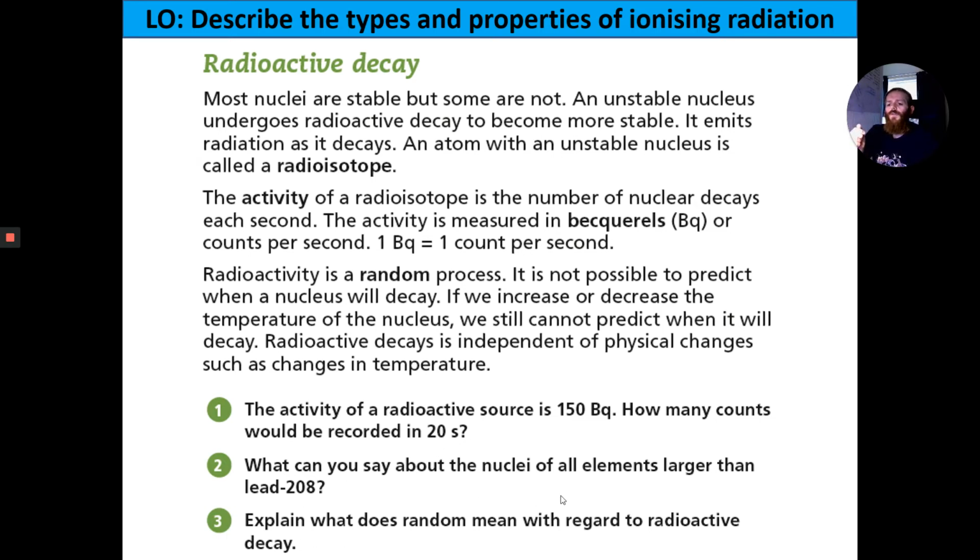What can you say about all the nuclei of elements larger than lead-208? So I've not mentioned that on this bit, but I did mention it early on. The idea of lead-208, the number there, atomic mass, that 208 is the number of protons and neutrons in its nucleus. That's pretty big, and obviously the bigger the nucleus, the more unstable it becomes. So we'll get to the answer there in a second, but that's what you should have been thinking about. And then explain what does random mean with regard to radioactive decay. So that was described in this little section here, and it's all to do with predictability.